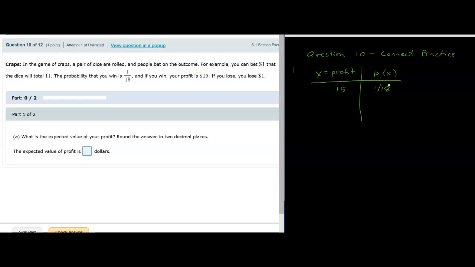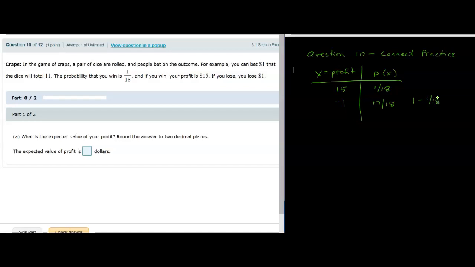of winning, of getting that $15 profit. And then the other possible profit is actually a loss, it's -1, and then the probability associated with that must be the complement to 1/18th, because if the probability of winning is 1/18th, then the probability of losing, or the probability of getting a profit of -1, is going to be 17/18, which is the same thing as 1 minus the 1/18.